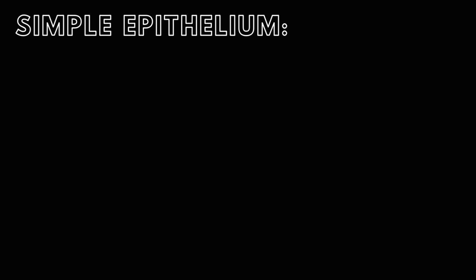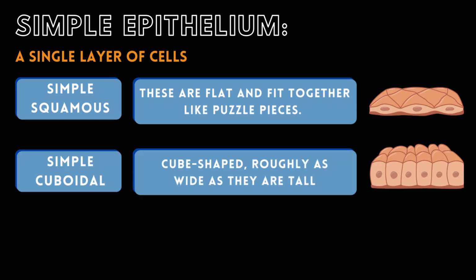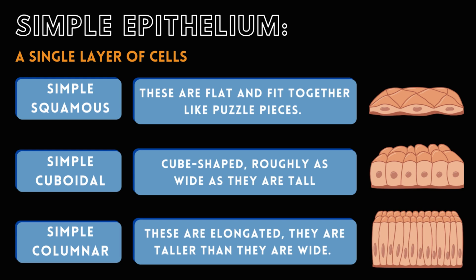Simple epithelium, a single layer of cells. Simple squamous cells. These are flat and fit together like puzzle pieces. Simple cuboidal cells. These are cube-shaped and are roughly as wide as they are tall. Simple columnar cells. These are elongated. They are taller than they are wide.